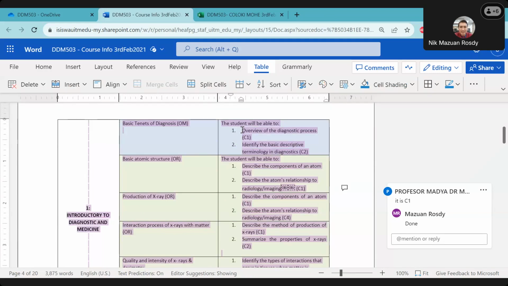Basically, the rule of thumb is, if the topic is presented for 1 hour, you could have at least 2 or 3 SLOs. If the topic is more than 1 hour, let's say 2 hours, we can say it has 3 or 4 or 5 SLOs. And definitely for the SLO, you need to have the action verb as well.